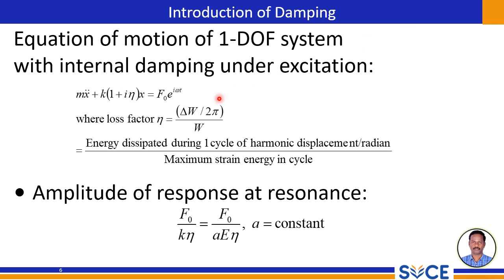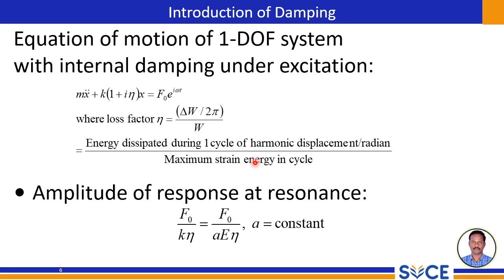The key term here is 1 plus i eta. The complex term represents the stiffness with internal damping. Eta, the loss factor, is a measure of the damping in the system. It is defined as energy dissipated during one cycle of harmonic displacement per radian divided by the maximum strain energy in the cycle. This slide shows the amplitude of response at resonance.